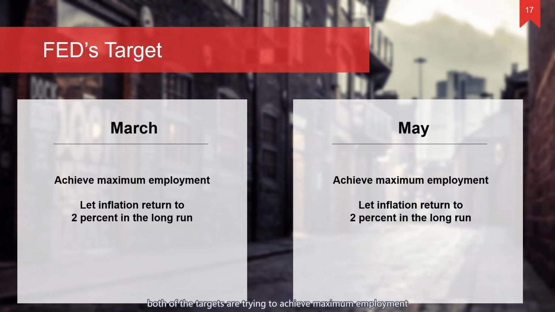Next, if you read the statements, you will find that the Fed's target is the same. Both of the targets are trying to achieve maximum employment and inflation back to 2% in the long run. That is, fixing the high inflation rate is the top priority for the Fed.